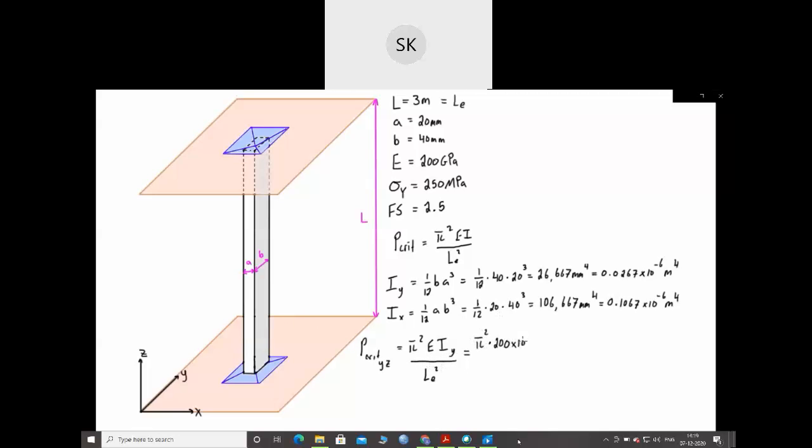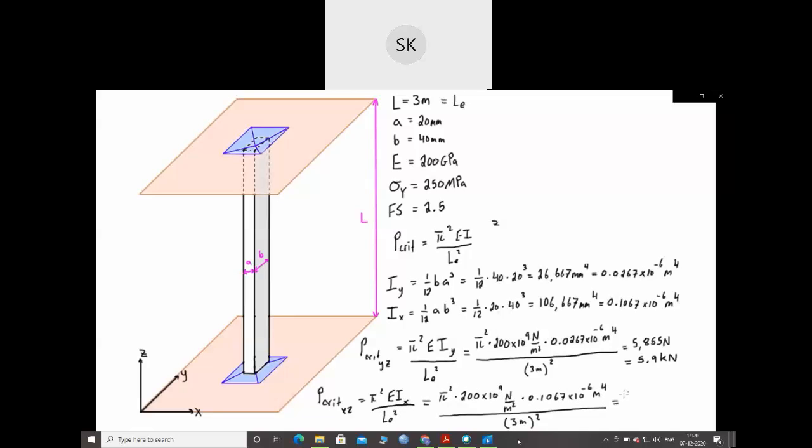So if we just plug that in, we're going to find that in the YZ plane P crit is equal to 5.9 kilonewtons. Then when we check for P critical in the XZ plane, we're going to have to basically just redo this expression. So we have P crit in the XZ plane, and that's just going to be equal to pi squared E Ix, with the subscript x because we're looking at the moment of inertia about the x-axis now, and this is over LE squared. So we're just going to find that that is equal to 23.4 kilonewtons.